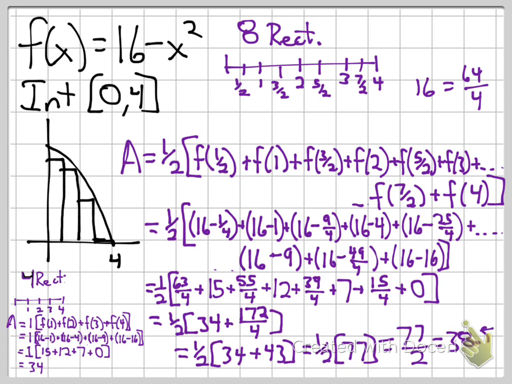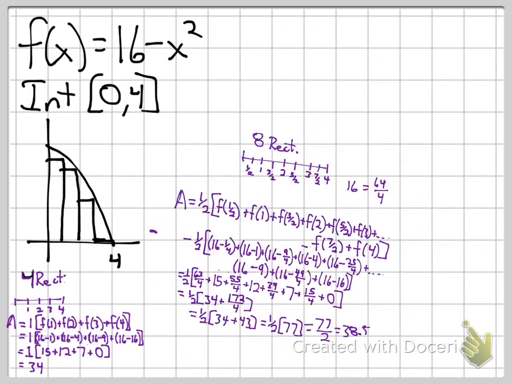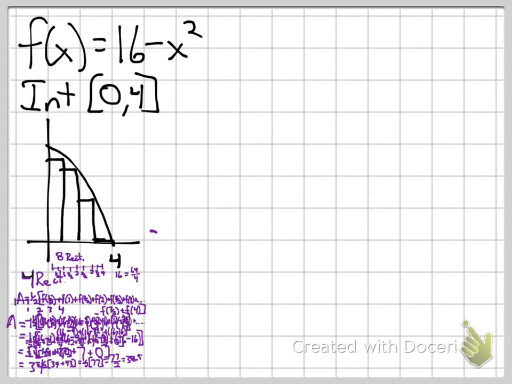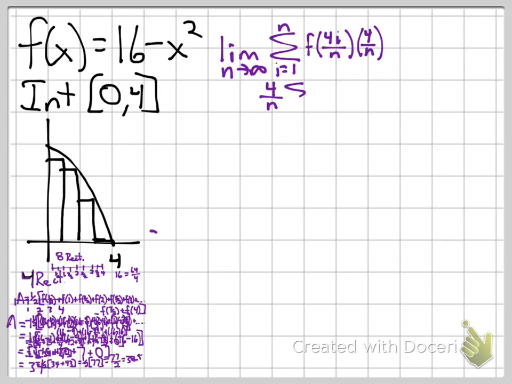So compared to what we had in the first one, where we had 4 rectangles and an area of 34, now we're at 38.5. Let's go now to if we had an infinite number of rectangles. So this one's going to be the limit as n approaches infinity of the sum of i equals 1 to n of f of 4i over n times 4 over n. I'm going to move 4 over n in front of the sum, put in the function, that's 16 minus 4i over n squared.